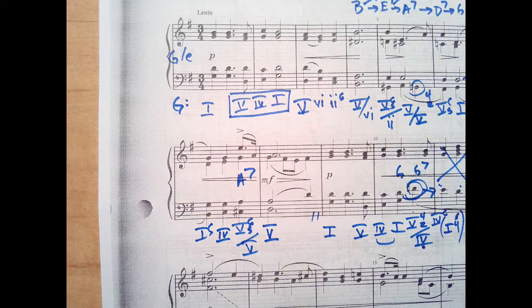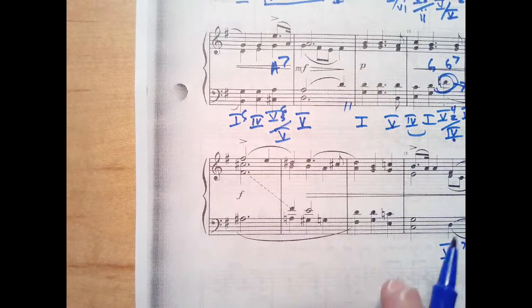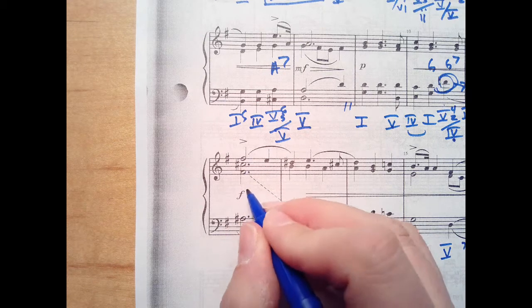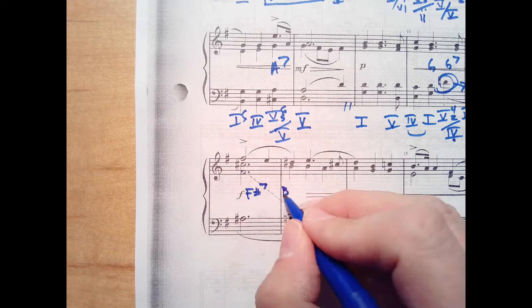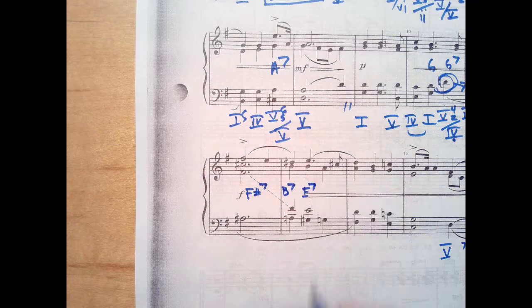This is interesting, this next spot. It's kind of an expansion of what happened above. We're chaining together the secondary dominants. First of all, I'm just going to give chord symbols. This is F sharp 7. B7, E7, A7, D, and G. I'm going to work my way backwards.